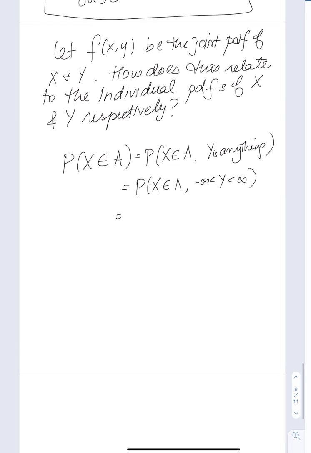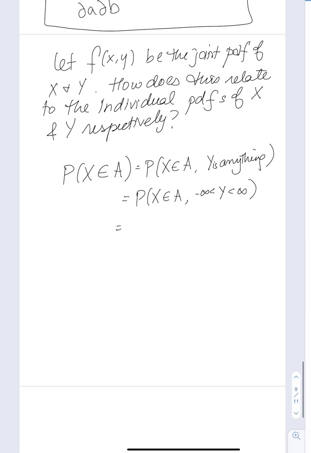Now, take a look. How do you find the probability x in A, y in B? You integrate dy over the set B, integrate dx over the set A, of the joint probability density function. So let's just do that. y goes from minus infinity to infinity, right? So these are the y limits. x ranges over elements of set A, of the joint density. This is what you have.